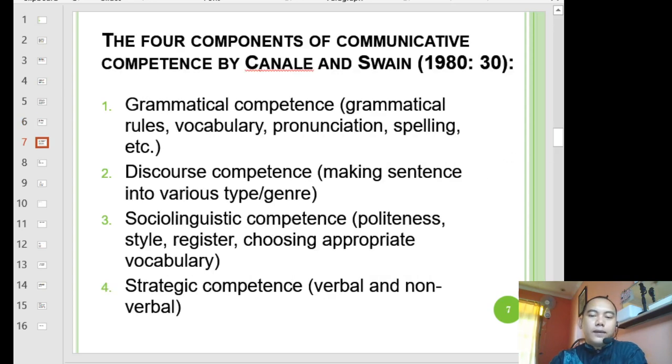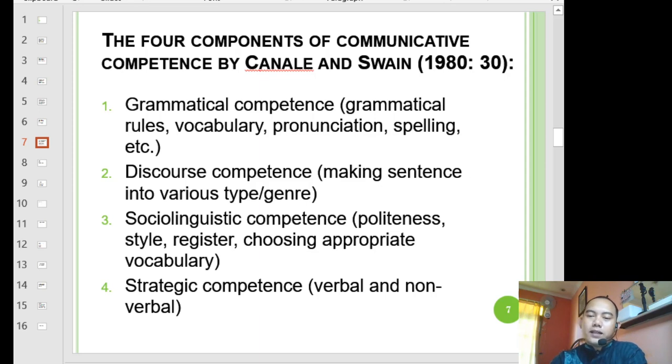The importance of strategic competence in communication has been widely recognized since Canale and Swain, 1980, included it as one of the components in their well-known construct of communicative competence. They defined it as verbal and non-verbal strategies that may be called into action to compensate for breakdowns in communication due to performance variables or to insufficient competence.